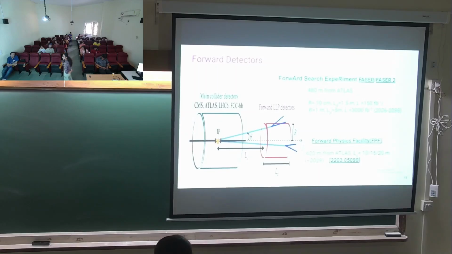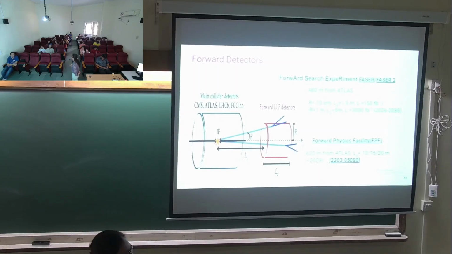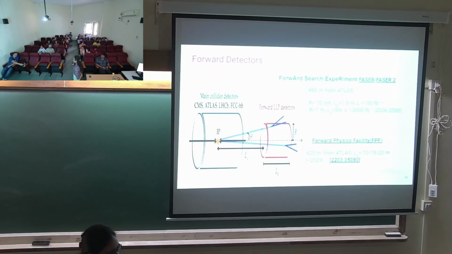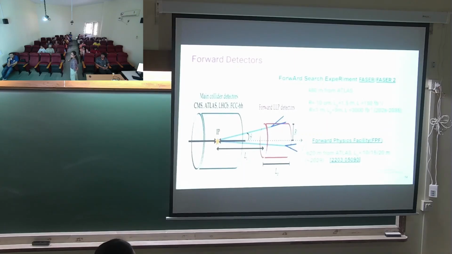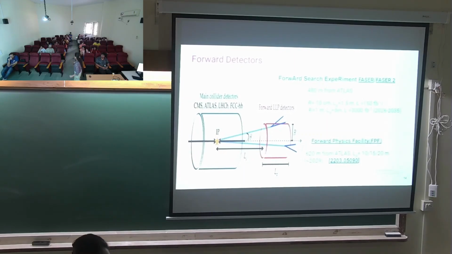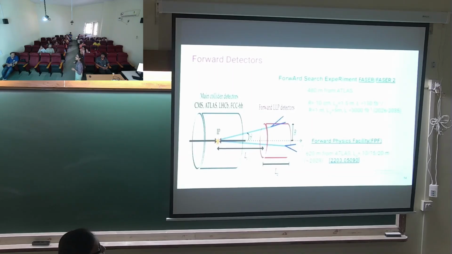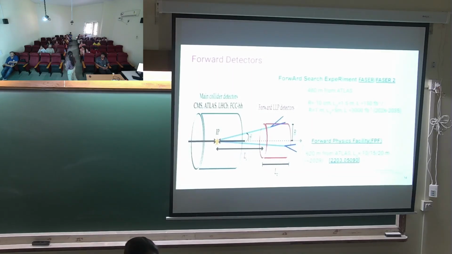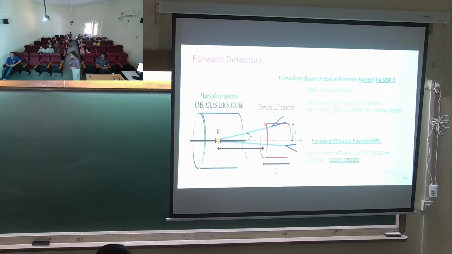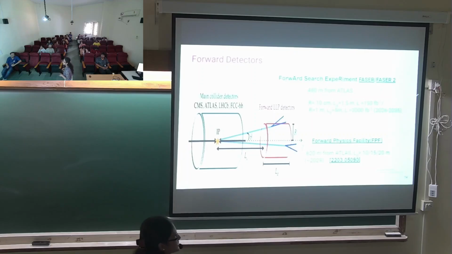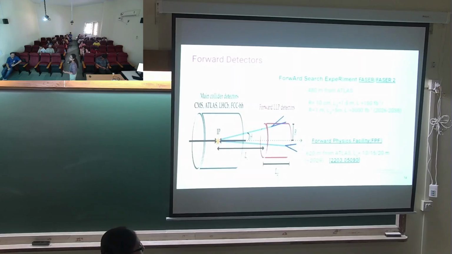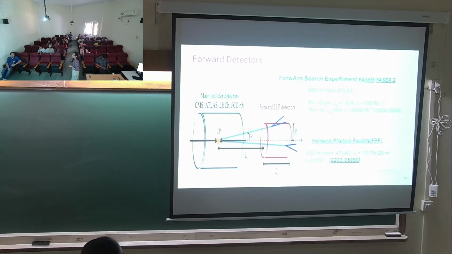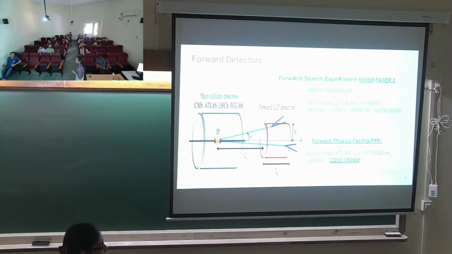So coming to the forward detector, the forward search experiment FASER is already running. It's 480 meters from the ATLAS IP. It's a cylindrical detector with radius 10 centimeters and 1.5 meters length, and it's collecting data for 150 femtobarn inverse integrated luminosity. Initially there was a proposal to upgrade it to FASER 2 with larger dimensions of radius 1 meter and length 5 meters, and it was originally proposed to take 3 ab inverse luminosity data in 2026 to 2035.